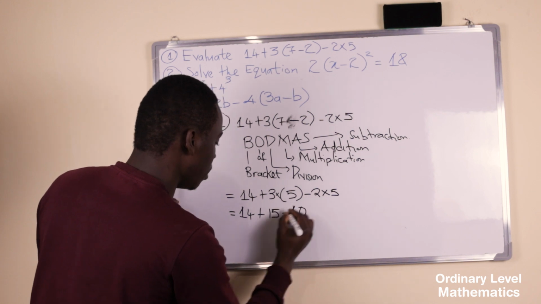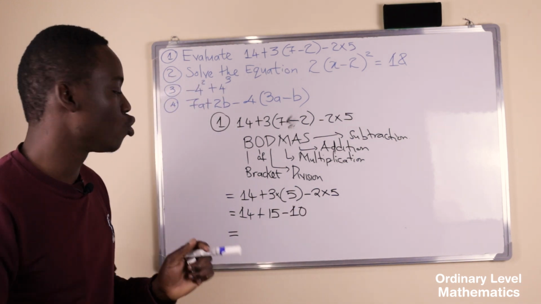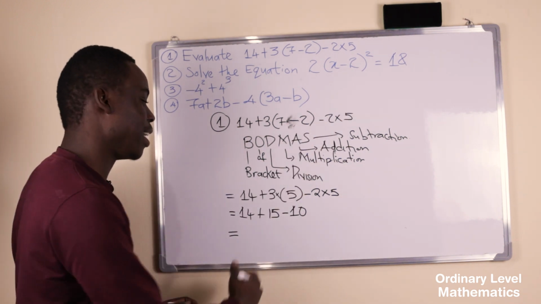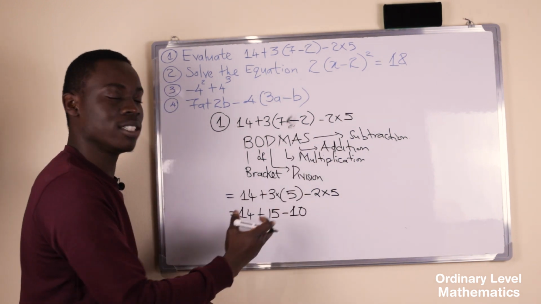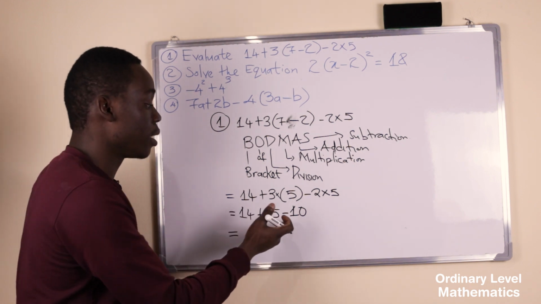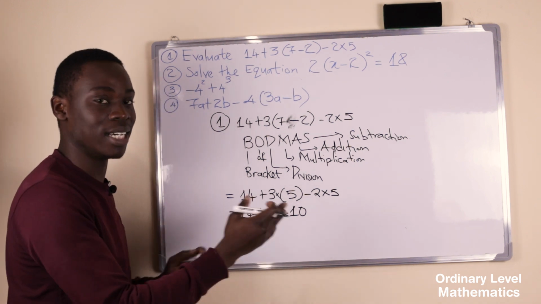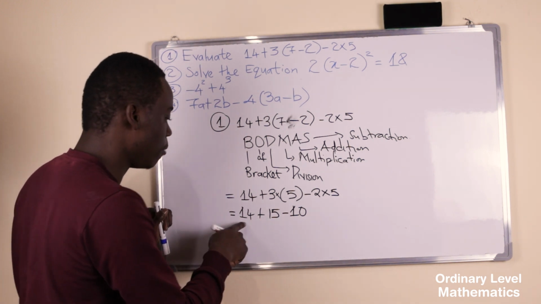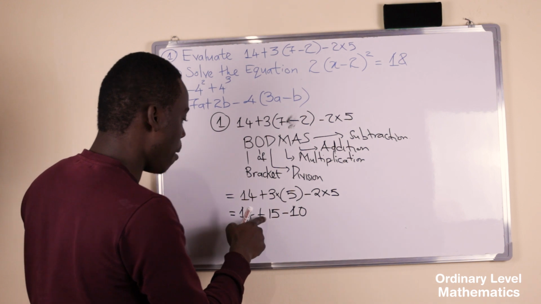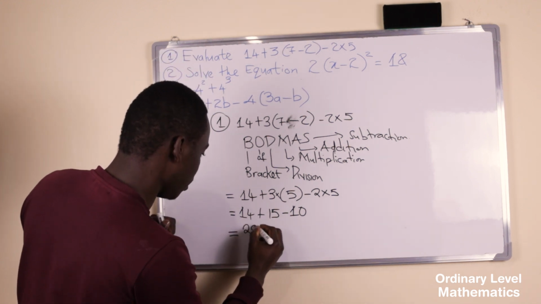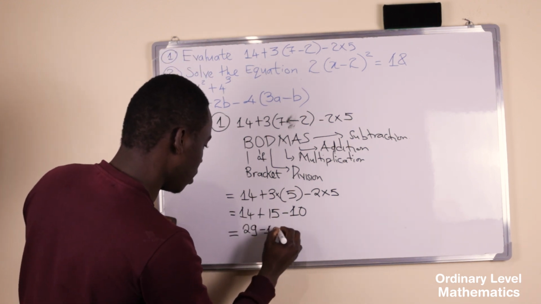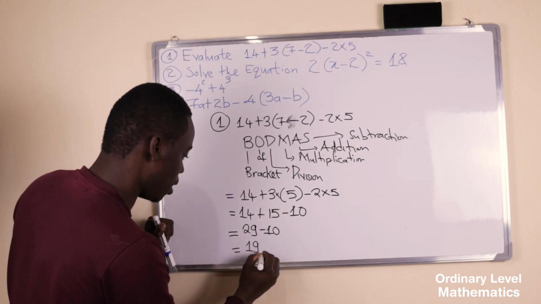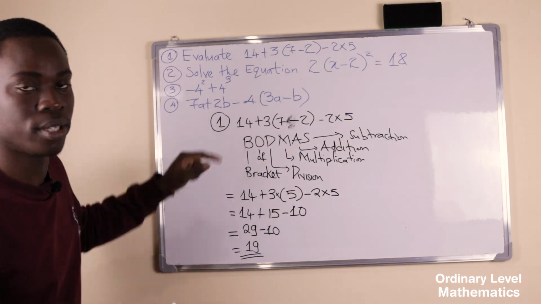Now when it comes to addition and subtraction, you can use whichever order you want. You can start with either subtraction or addition. It doesn't matter, because they'll give you the same answer. So in our case here, this is 14 plus 15, which is 29, minus 10, which gives us 19 as our final answer for this expression.